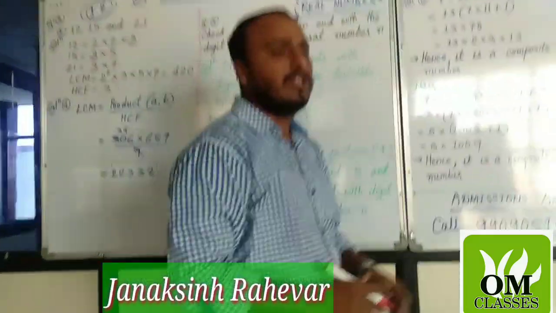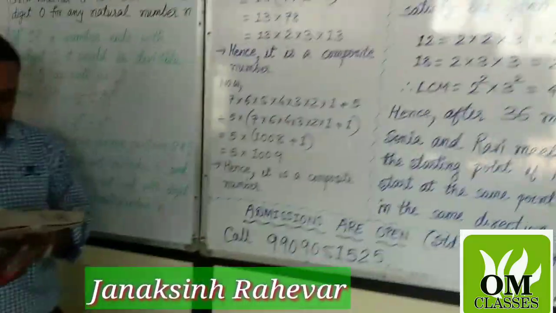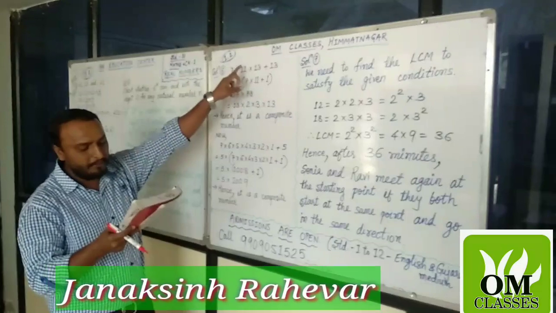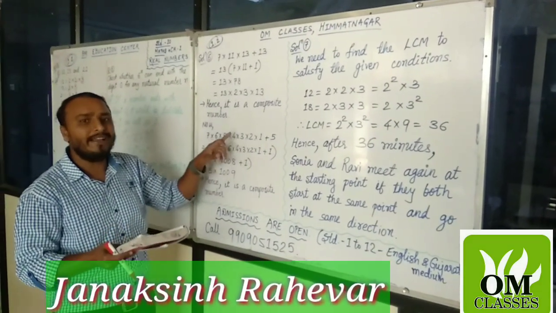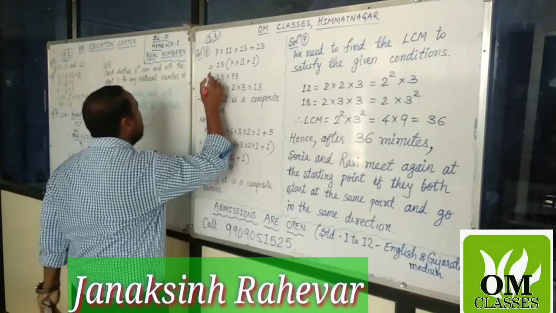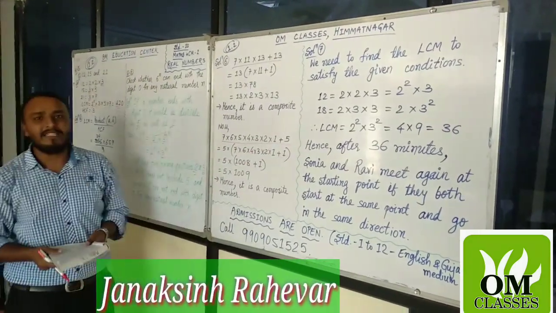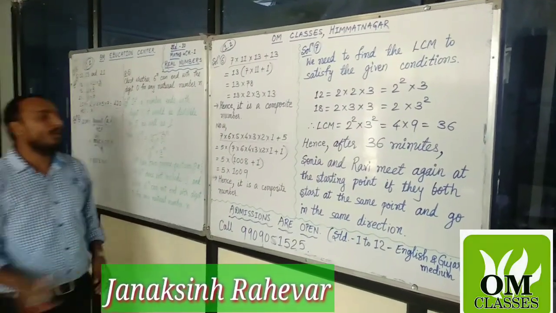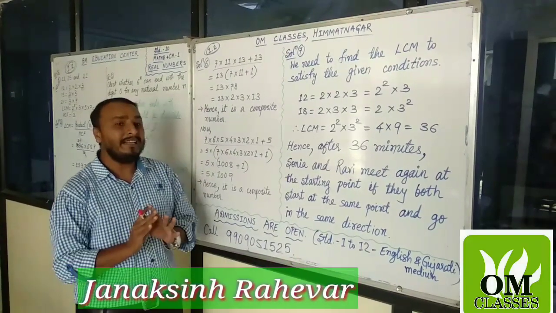Now let's move to question 6. For that I need a textbook. Let me read the question. Explain why 7 into 11 into 13 plus 13, and 7 into 6 into 5 into 4 into 3 into 2 into 1 plus 5, can be expressed as a product of prime numbers. Let's check. If they are expressed as a product of prime numbers, we can say that they are composite numbers.